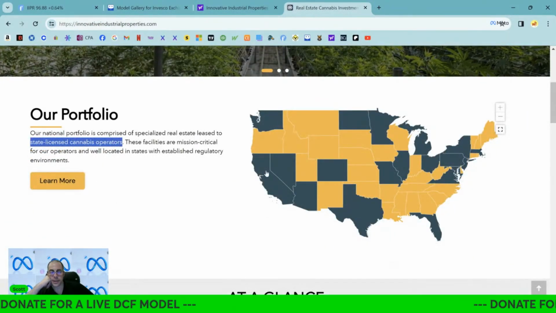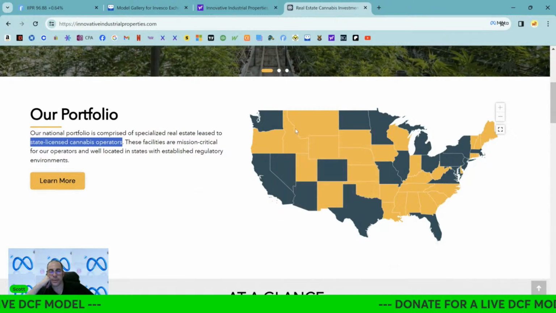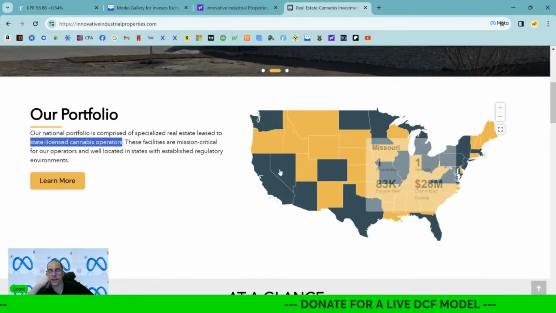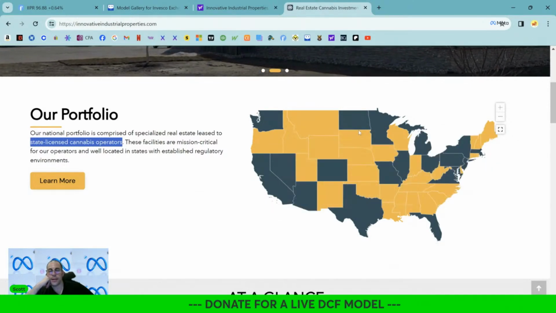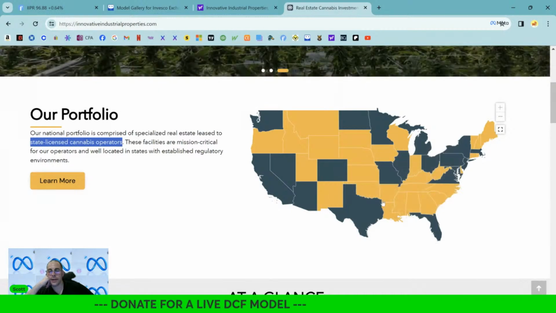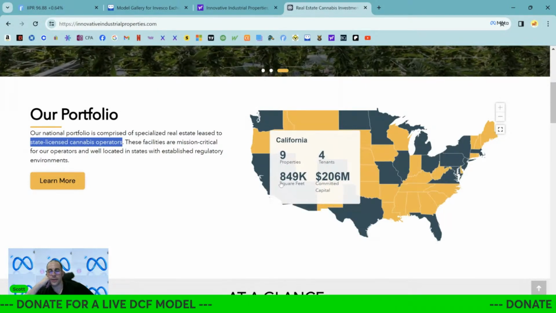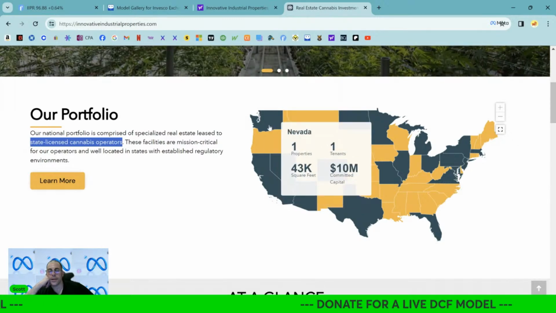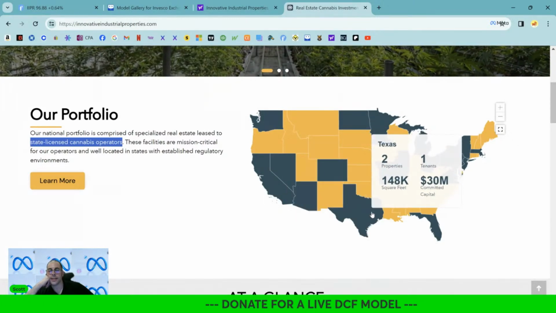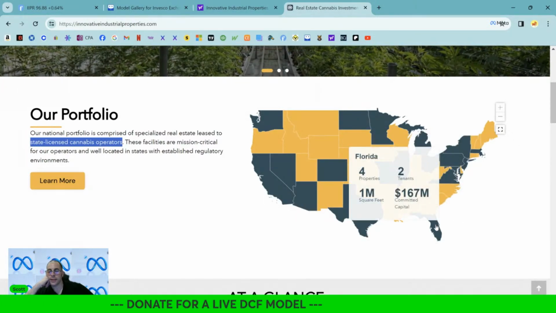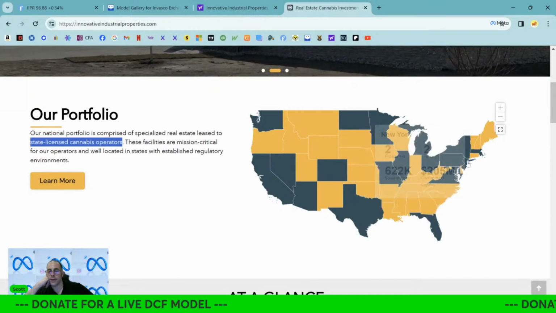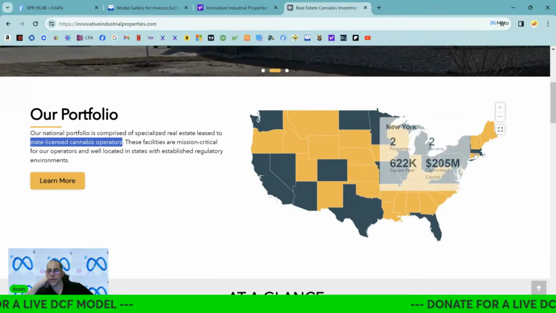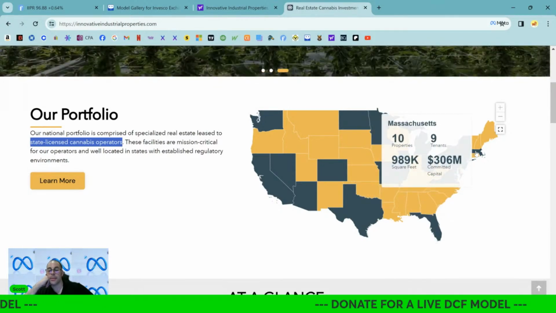And they have, I think they're all in the blue states. The yellow means they don't have any locations. So California's 9, a couple in Texas, 4 in Florida, 4 in Jersey, 10 in Massachusetts.